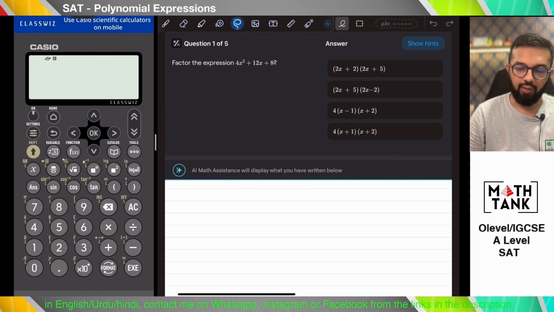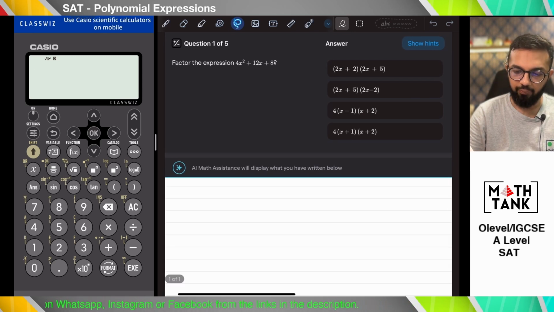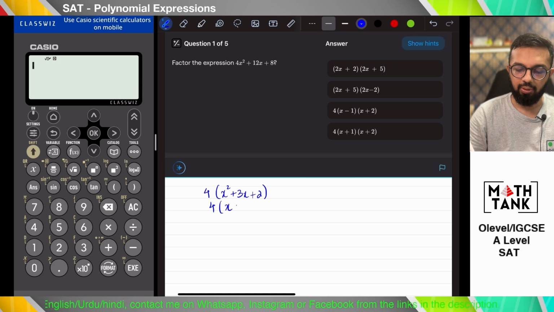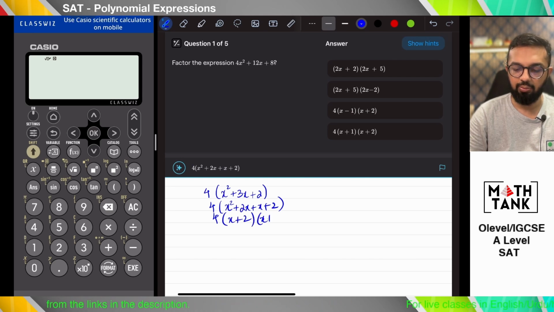It says factor the expression 4x squared plus 12x plus 8. So either I can multiply the answer options or I can try to factorize this. I see a 4 common, so I just take a 4 common here. And let's try to factorize this x squared plus 3x plus 2. So I think that's simple. This should be broken up into x squared plus 2x plus x plus 2. And then the two brackets that I will have will be x plus 2 and x plus 1, I think.